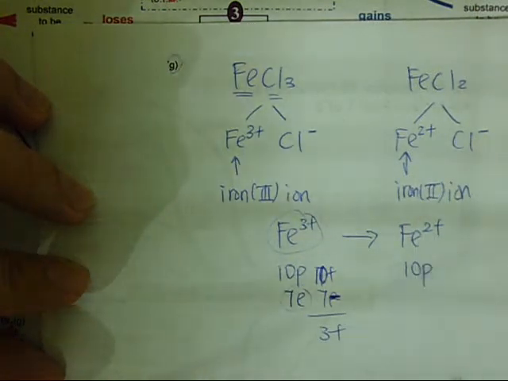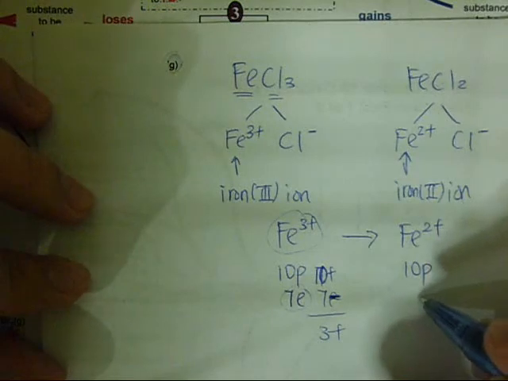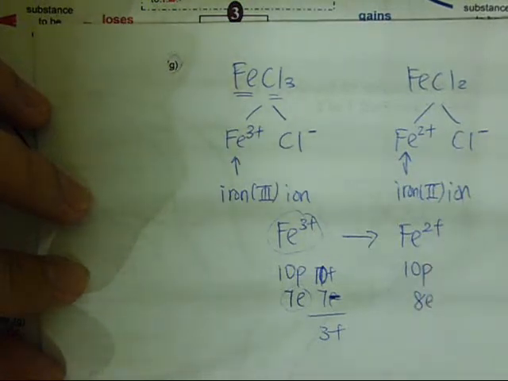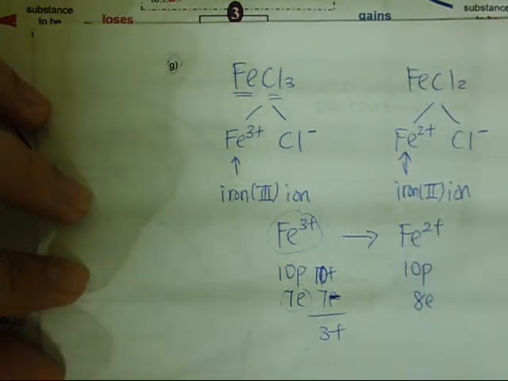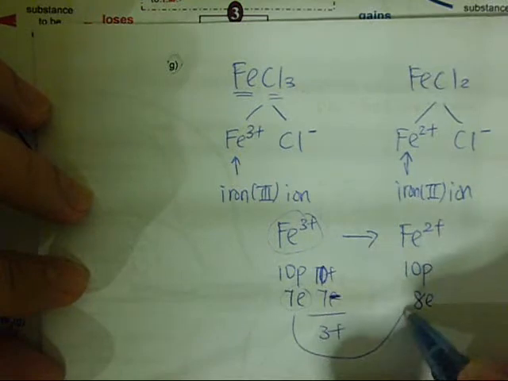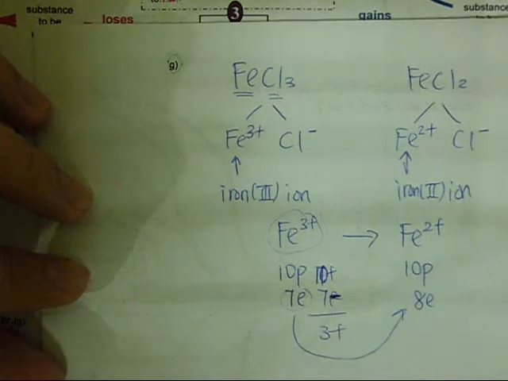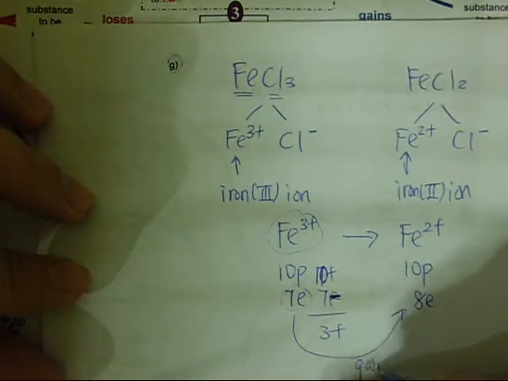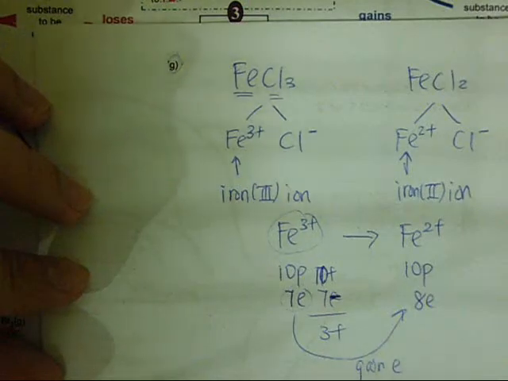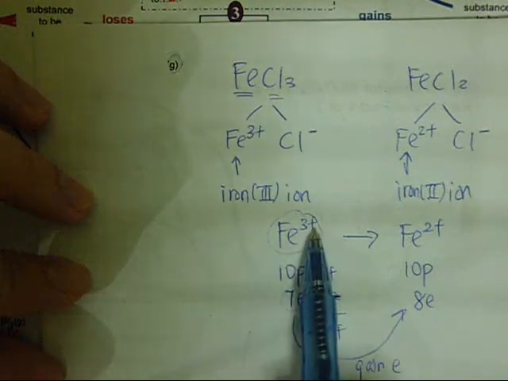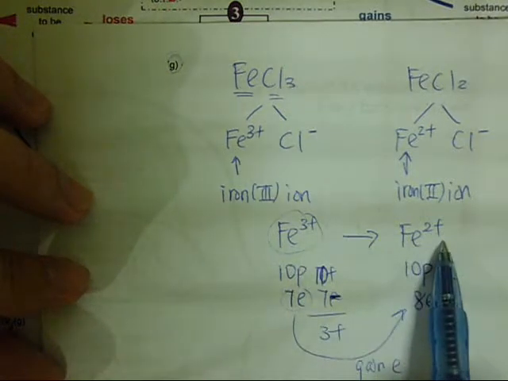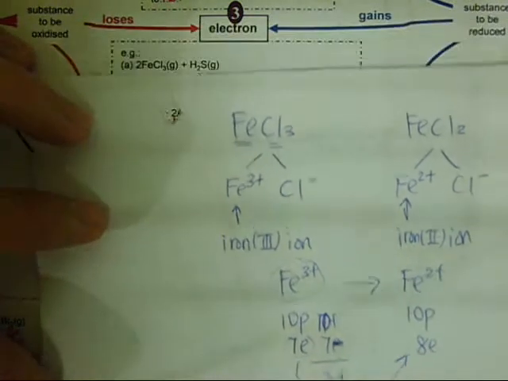How about Fe2+? For Fe2+, there must be 8 electrons here. 10 plus 8 minus, you get 2+. Now 7 electrons to 8 electrons, there must be a gain of 1 electron, correct? Therefore, in order for Fe3+ to become Fe2+, you must gain 1 electron.